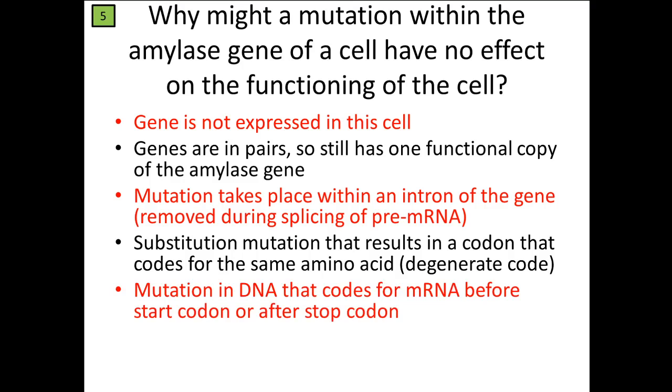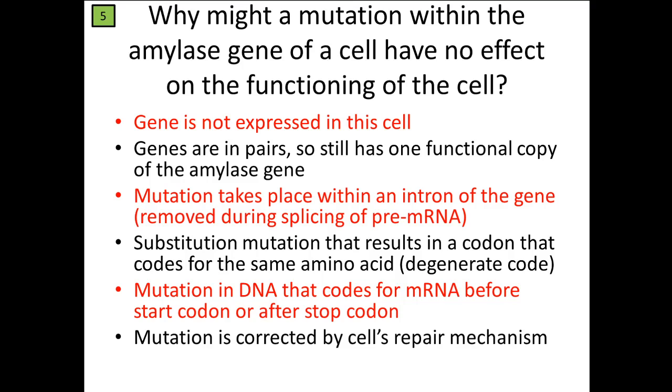Or we could even say that the mutation is in the DNA that codes for the mRNA before the start or after the stop codon. Remember, it only translates between those 2 points. So it might be either side of them. Again, I won't particularly put that one because it's a bit obscure. But it's amazing that people don't think of the first one. They think of every cell doing everything, and all cells don't do everything.